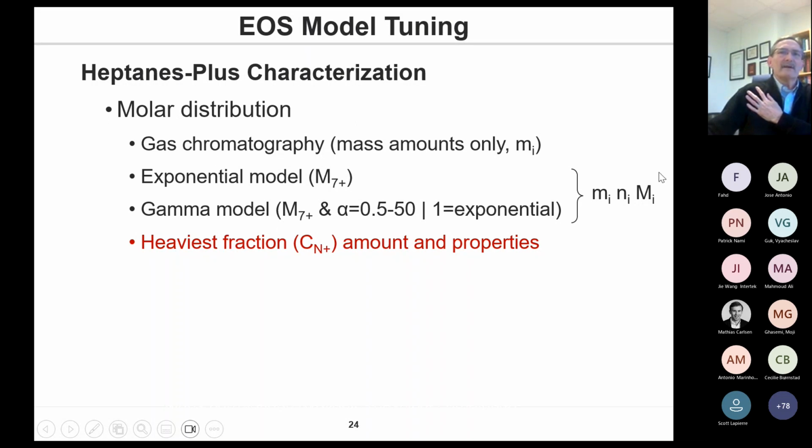The gamma model also has the advantage that it gives you molecular weights associated with the mass amount that you've measured. And the biggest uncertainty is in the amount of the heaviest fraction, usually C30 plus or C36 plus in today's laboratory reports. The amount of the heaviest fraction is the biggest uncertainty, and may need or allow for some adjustment. It can have a considerable effect on the prediction of, for example, dew points for gas condensates and minimum miscibility pressure. So the amount and the heaviness of the C36 plus can be important in EOS modeling.